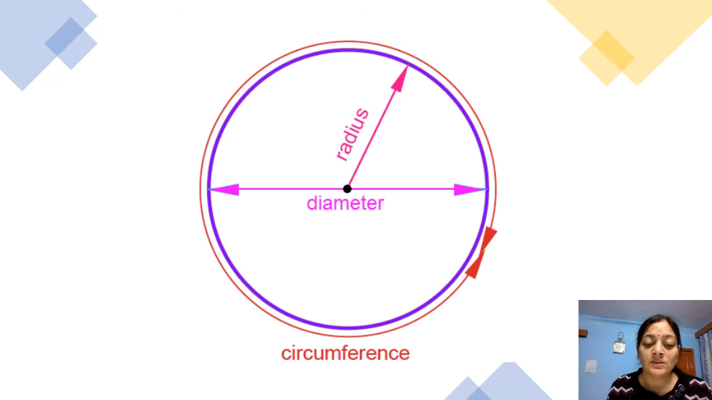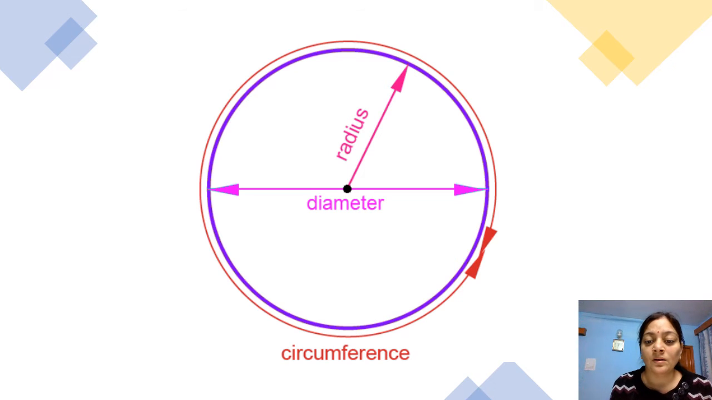So next term is circumference. Suppose you want to calculate the distance covered by an athlete around the circle in one round. How will you calculate it? How will you find it? Because it's not possible to measure the distance around the boundary of a circle with a ruler. Then how will you do it?